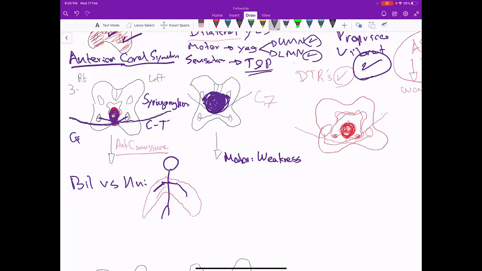It's going to be weakness that is more present in the upper limb than the lower limb. You won't see this anywhere else. What is this? Central cord syndrome. Yes. So this is central cord syndrome. Clear? No, doctor, I have a question.